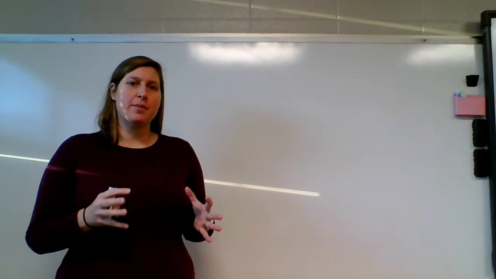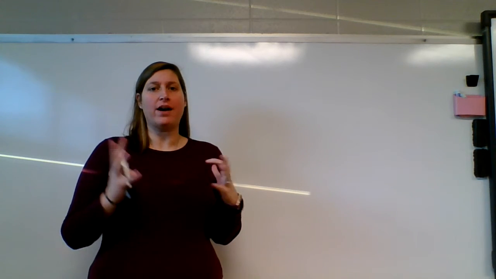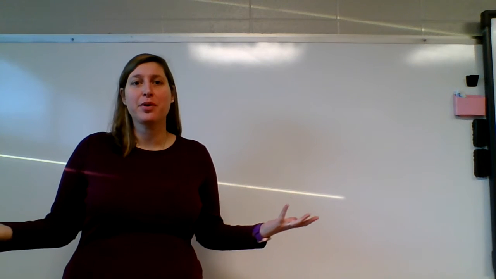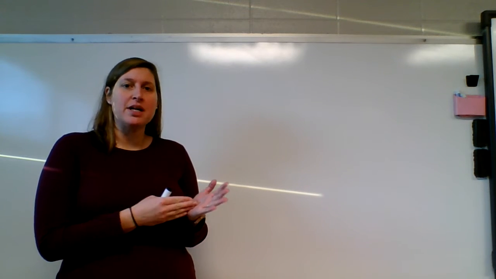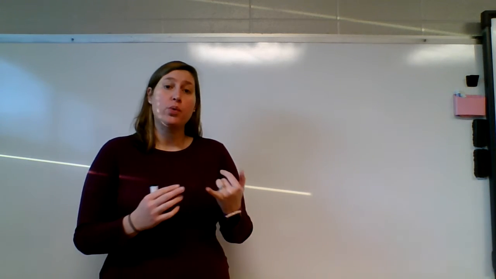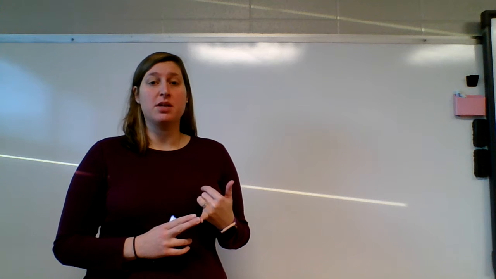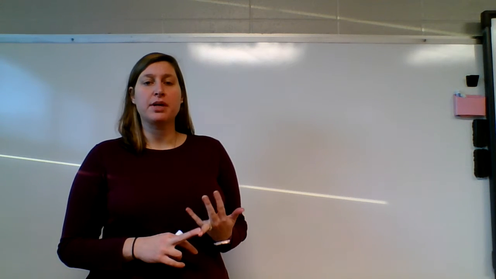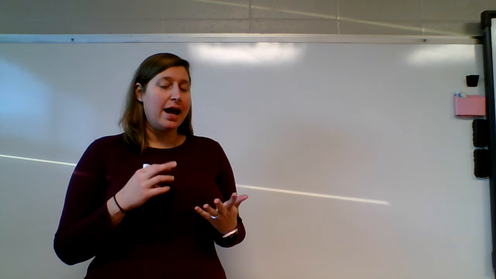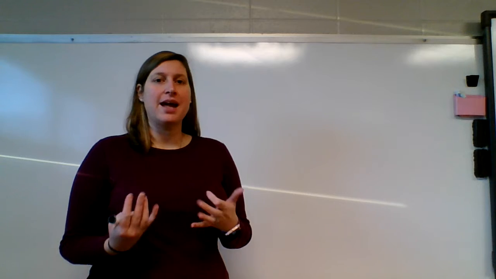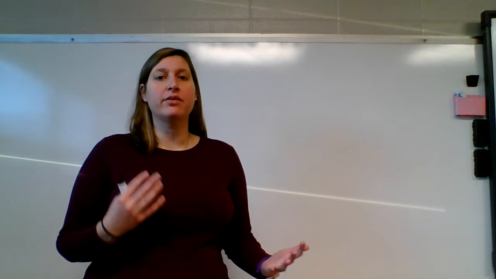Guys, what we're going to be talking about today is comparing rational numbers. So the first thing we need to talk about is, what's a rational number? A rational number is any number that can be written as a fraction. So we know that obviously fractions can be rational numbers. Decimals can be rational numbers because we can write a decimal as a fraction. And percents are rational numbers, along with whole numbers. And these can be positive or negative numbers.